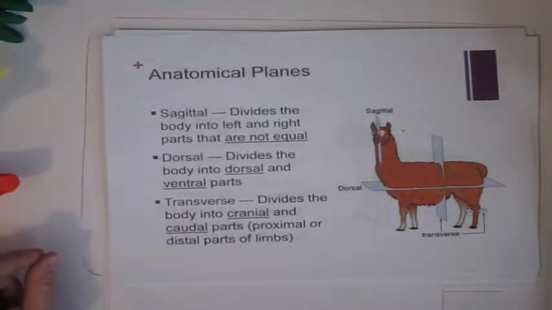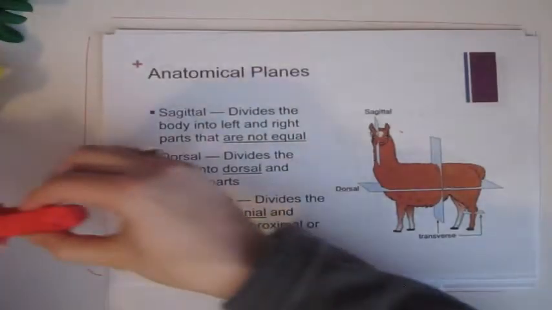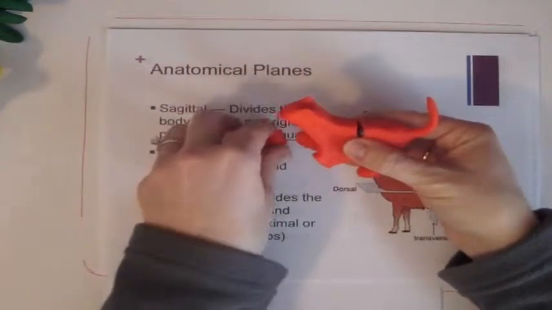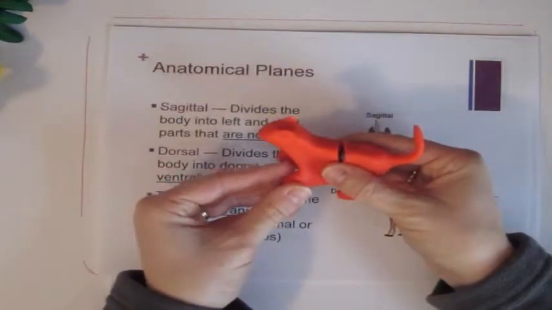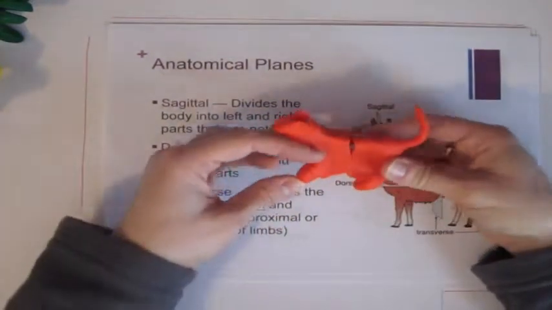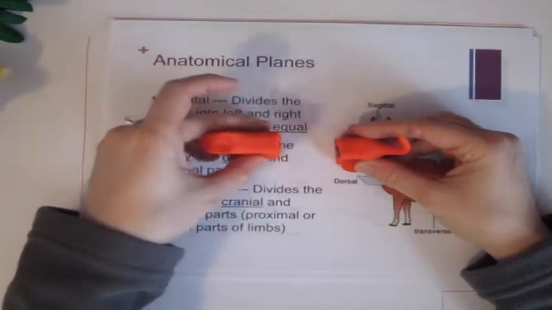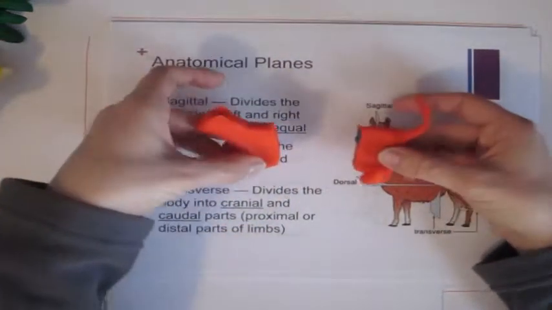A transverse plane divides the body into cranial and caudal parts. Cranial and caudal. So we take our little kitten here. Alright. And this cat is going to be creating a cranial portion and a caudal portion.